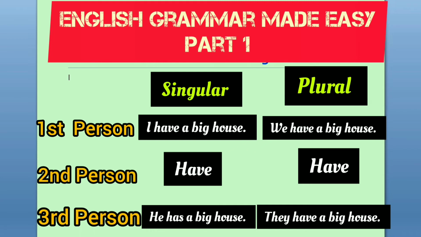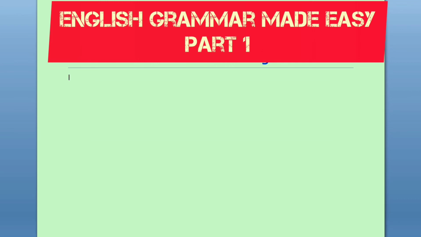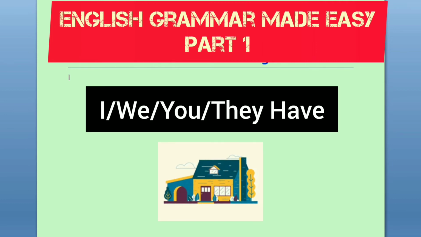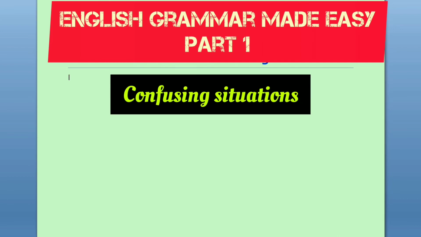And you can take any name: Sam, Troy, Michelle. After any individual, we use has. Sam has a big house. Troy has a small house, but I have a big house. So this is the way we have to use it. I hope it's clear. And let me quickly also go to the next important segment, that is confusing situations.